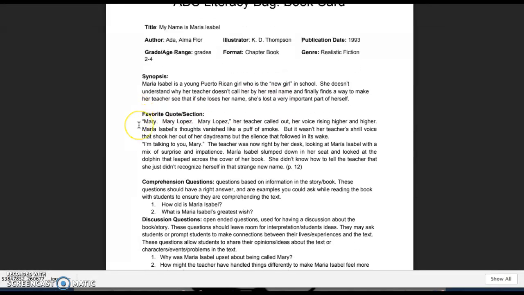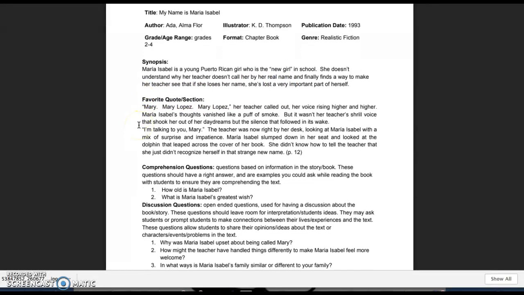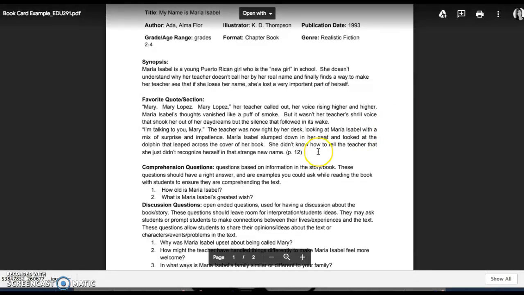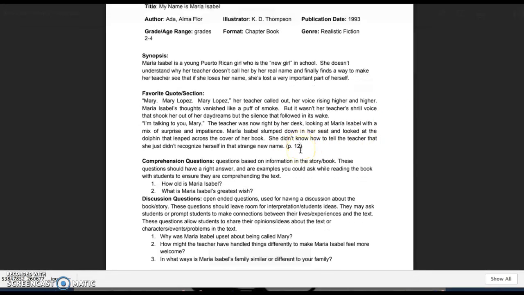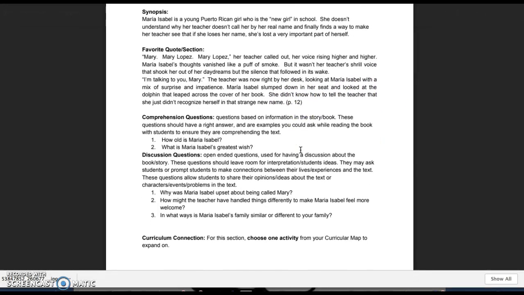You are then going to find your favorite section of the book or give a favorite quote. This should be a direct in-text citation from the book. Give me the page number it can be found on. Then you're going to come up with some questions that you would be working with your students to ask. Comprehension questions. So these are questions based on information from the story. There is a right answer and a wrong answer, okay?